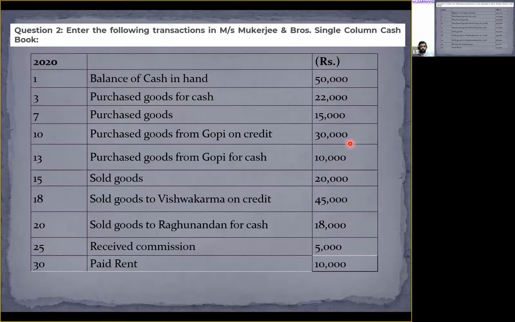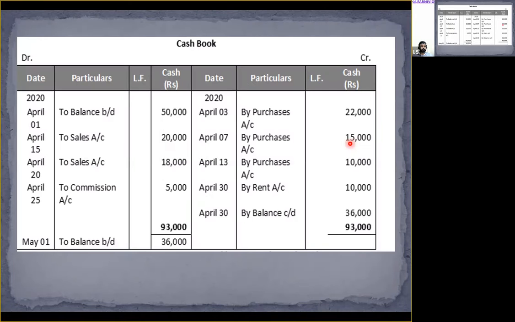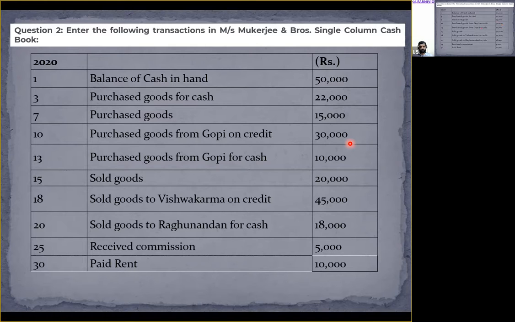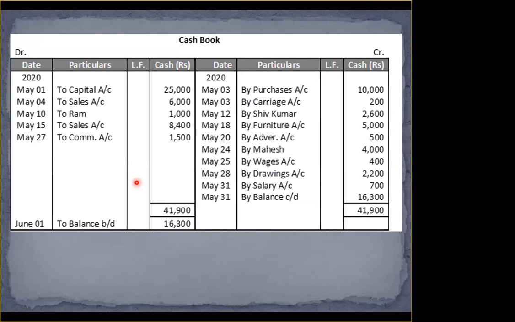After that, purchasing goods from Gopi on credit. Because we are purchasing goods on credit, it will not be reflected in the cash book. After that, on the 13th, we are purchasing goods from Gopi for cash. Now we are purchasing goods for cash, so it will be recorded on the credit side by purchases account 10,000. Next, we are selling goods on 15th of April. It will be recorded on the debit side, to sales account 8,400.